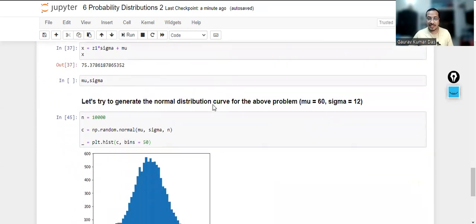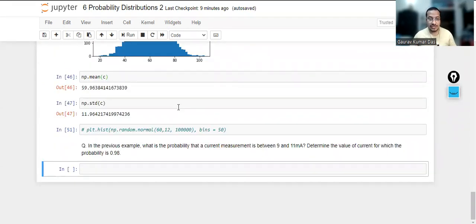Now, if I ask you a question, as in the previous example, what is the probability that a current measurement is between 9 and 11 amperes? Determine the value of current for which the probability is 0.98. So there are two questions to this. First, it's asking the probability that a current measurement is between 9 and 11 amperes. And then it is also asking the value of the current for which the probability is 0.98.